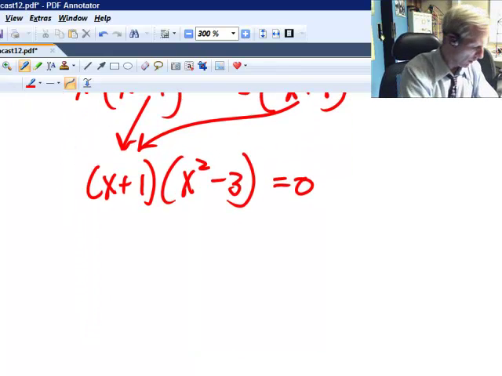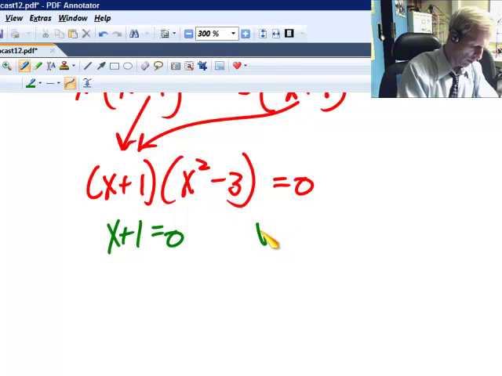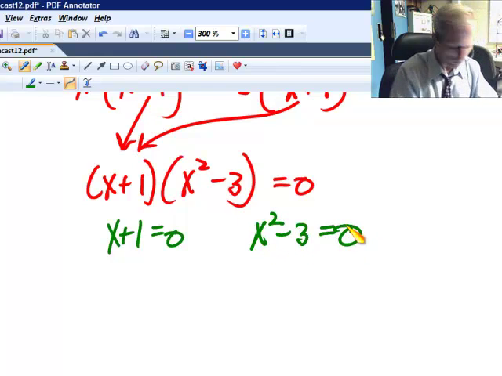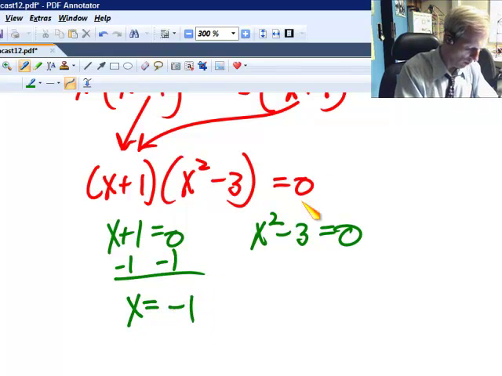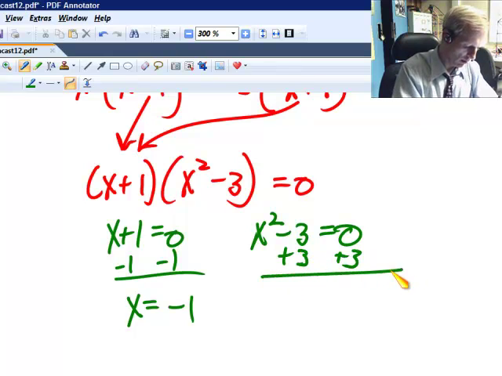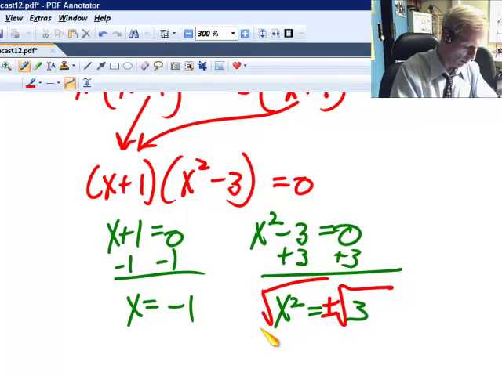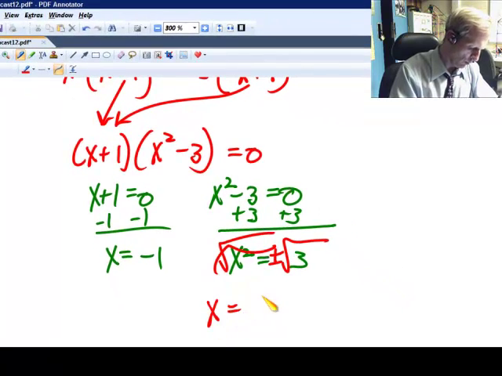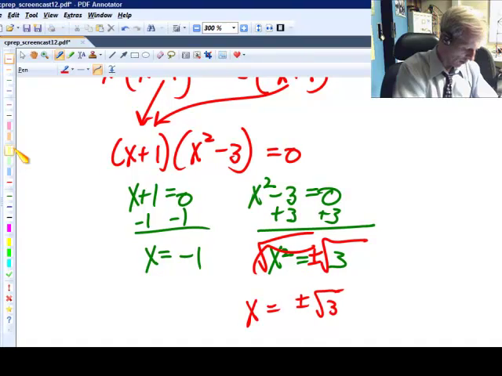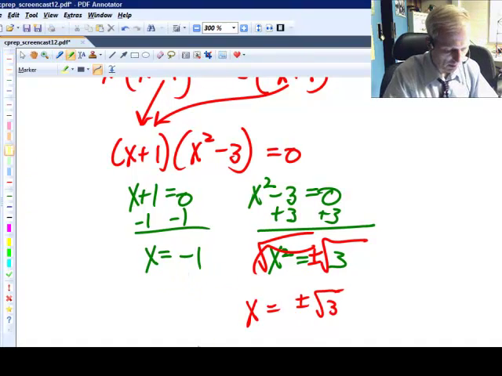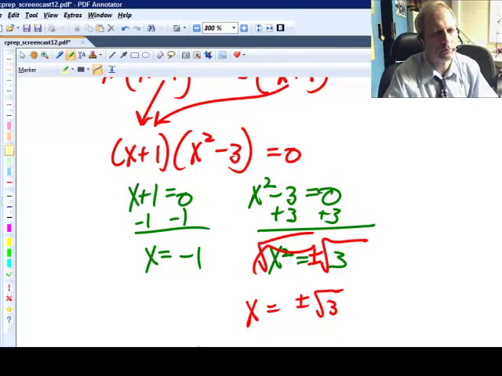And now I set each factor equal to 0 and solve the resulting equation that I get. So I'm going to get 2 equations, and the first one is going to give me a solution of x equals negative 1, and the second one is going to give me x squared equals 3. And then I'm going to do plus minus square root of both sides, and I get x equals plus or minus the square root of 3. So the solution is both negative 1 and plus or minus the square root of 3.